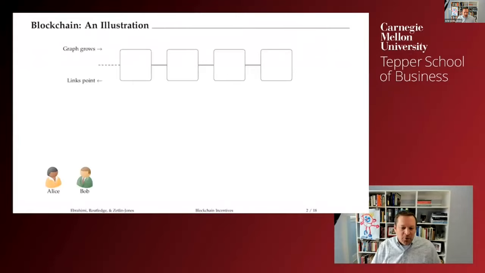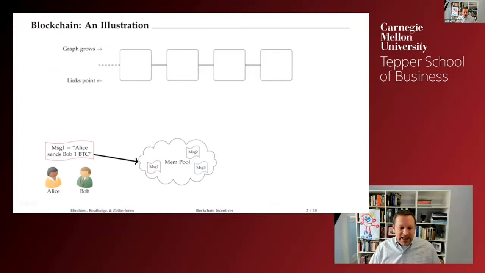What does she do? She writes a new message. Alice sends Bob one Bitcoin, and she will digitally sign it with some cryptographic signature. She broadcasts this message out into the world. Namely, she sends it to a bunch of validators who have some memory pool of other possible messages. And those validators, here's one, let's call him Marty for a miner. This validator will pool these messages into a new block that they can possibly add.